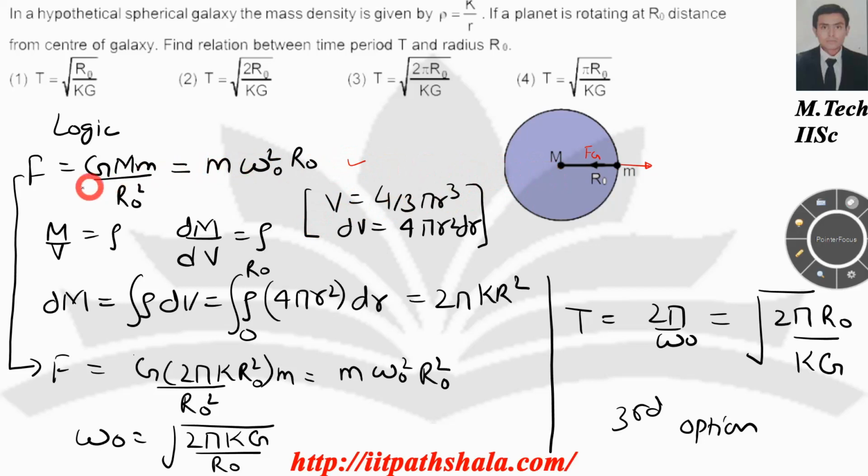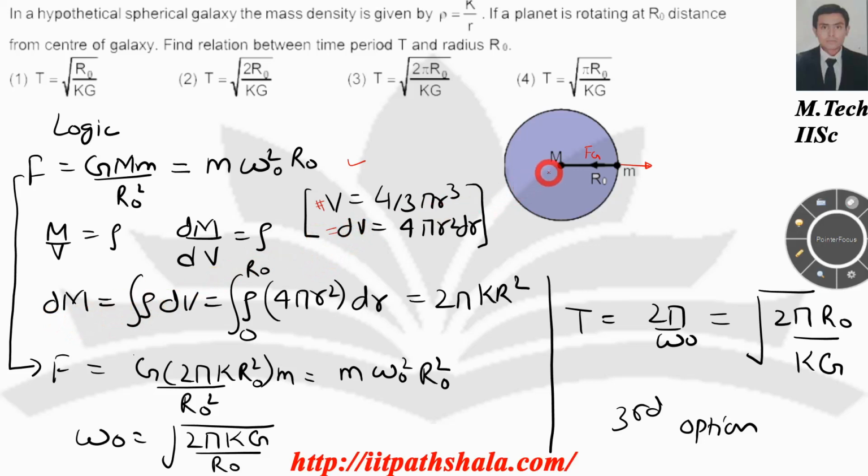Because the gravitational force requires the mass of both bodies, and I am given the mass of the planet but not the mass of the galaxy, I can figure out the mass of the galaxy from the density relation. Density is nothing but dm by dv, small mass upon small volume. Then dv is nothing but 4 pi r square dr. I have differentiated the volume with respect to r and landed upon this expression, after which I have to solve for dm.